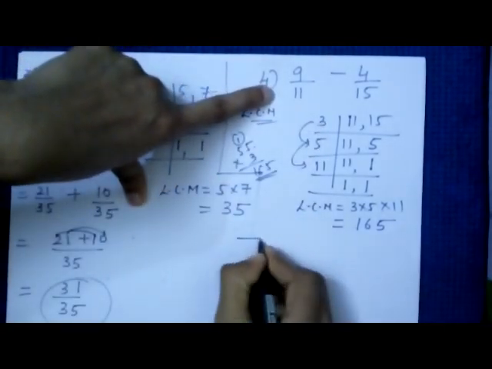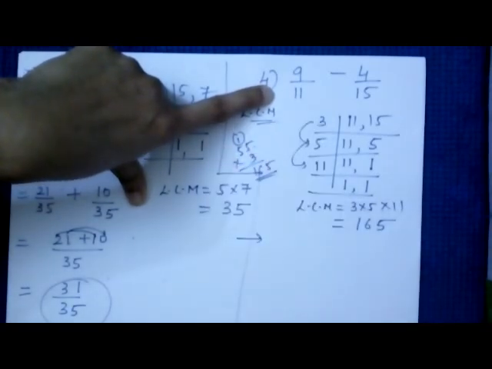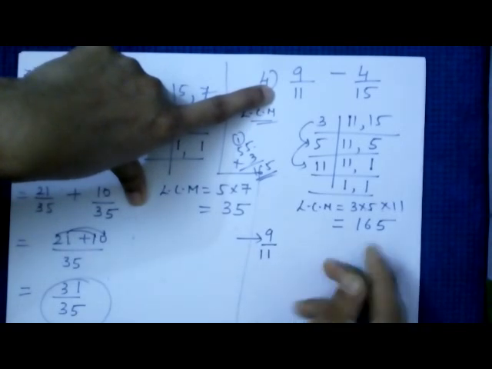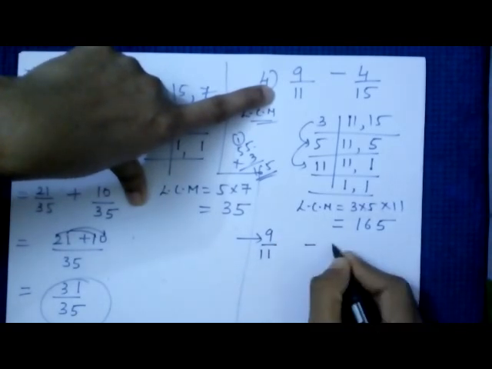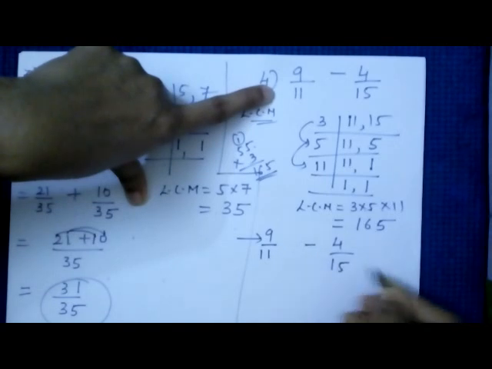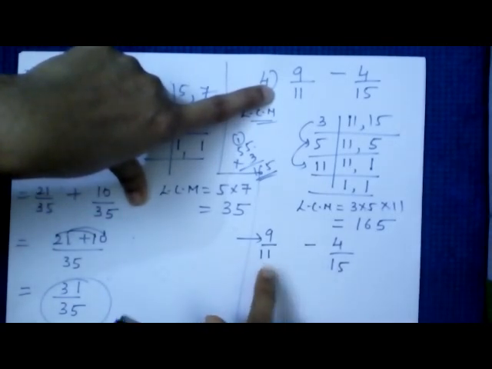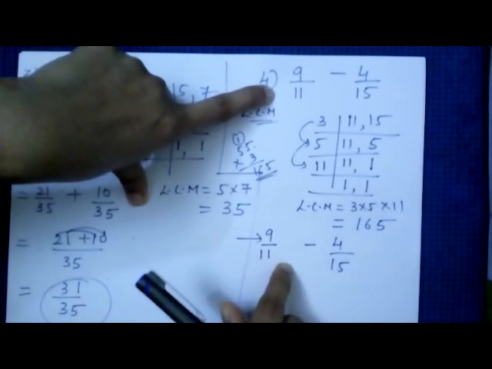Now the LCM we got. Now we will start our calculation. First fraction is 9 upon 11, and leave some gap. And the second fraction is 4 upon 15. Now here is 11 and here is 15. And what do we want in the denominator? We want 165. Now I'll show you one easy trick to find out which number to be multiplied here.